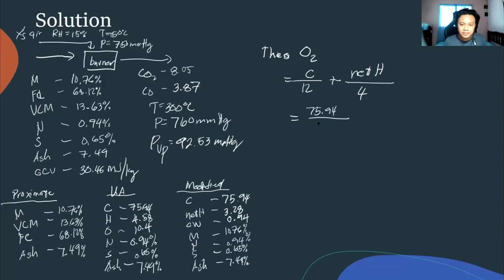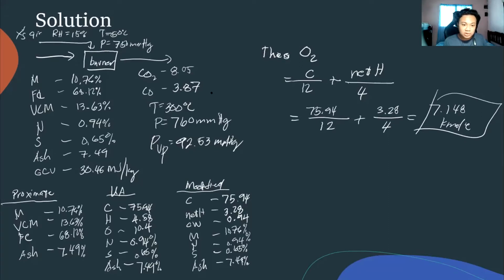75.94 divided by 12 plus 3.28 divided by 4. You will get the theoretical O2 to be 7.148 kmol. So that's the theoretical O2.